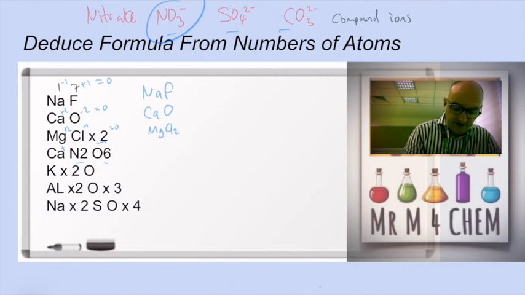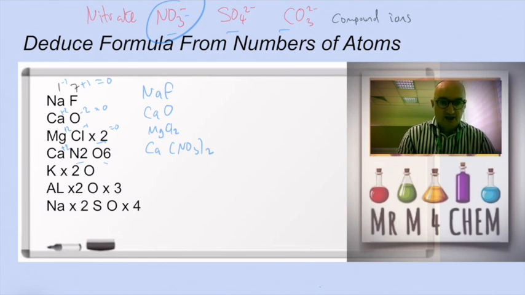Calcium is 2+, +2 here. Nitrate is -1 here. So yes, you've guessed it, it's one of those pesky brackets. Ca open bracket NO3 close bracket 2. That counts for my 2 nitrogen and 6 oxygen when we expand the bracket.